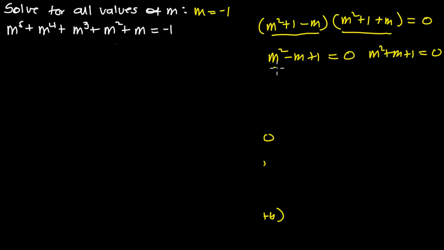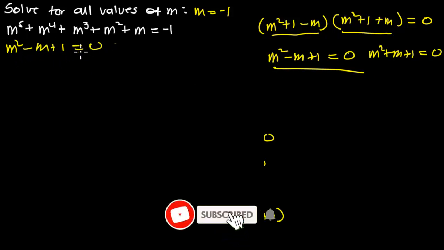So let us consider this equation when we have m squared minus m plus 1 is equal to 0. So we have a beautiful quadratic equation over here. And so we are going to use the quadratic formula to find the values of m.